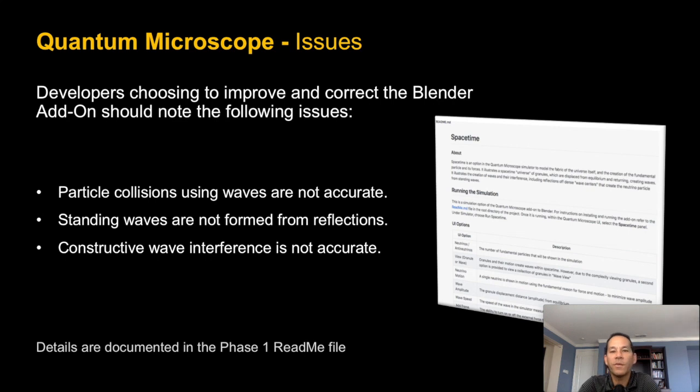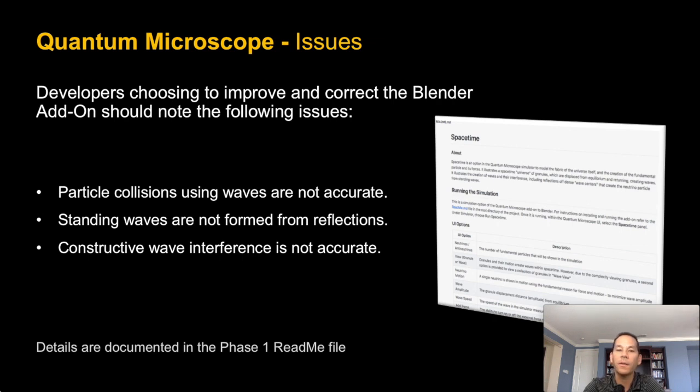That's a quick overview of the Spacetime module in the Quantum Microscope add-on. What I just demoed is a helpful explanation of the EWT model for particles and forces, but the physics using Blender is incomplete. If a developer chooses to extend the Blender add-on, there are at least 3 notable issues that need to be corrected. Particle collisions are not accurate, standing waves are not forming from reflections, and the constructive wave interference that I was showing is not 100% accurate. All 3 of these issues are actually a result of using Blender's wave modifier, and thus either it needs to be corrected or maybe another method can be substituted instead.